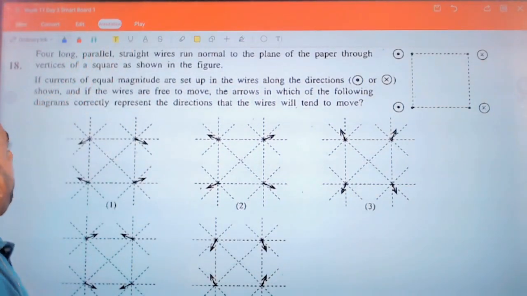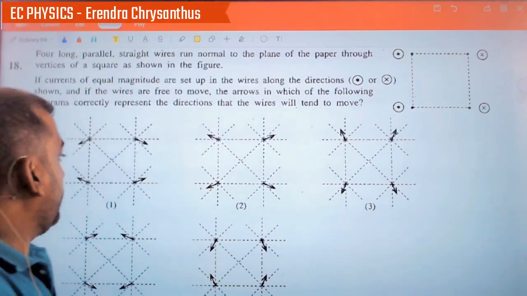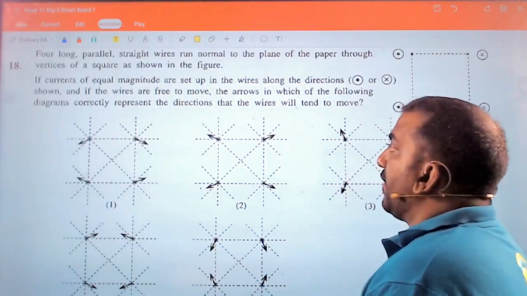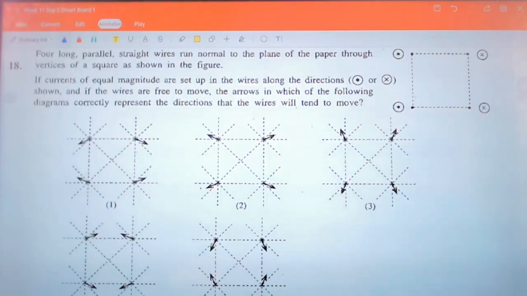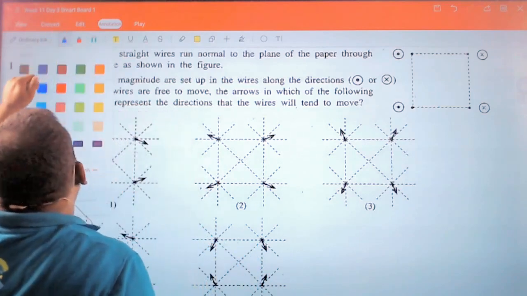4 long parallel straight wires run normal to the plane of the paper through the vertices of a square. If currents of equal magnitude are set up along the wires in the directions in and out, and the wires are free to move, in which direction will the wires move? They are asking you to find the resultant forces. So we'll mark the forces. Easy, no?